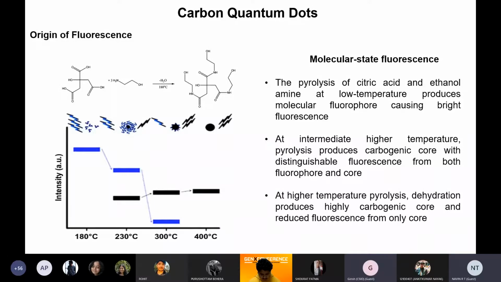So these three theories gave a picture of fluorescence control for the carbon dots, which is very important when we go further into applications.